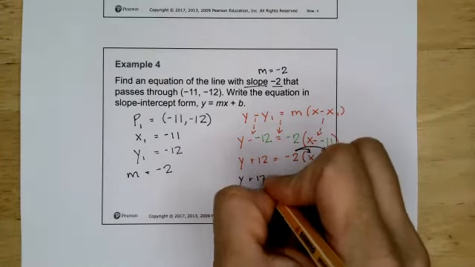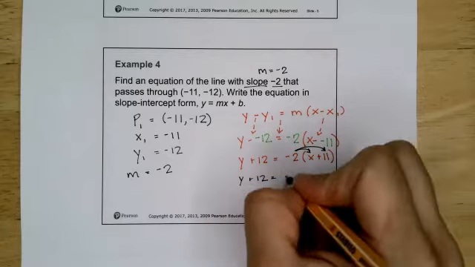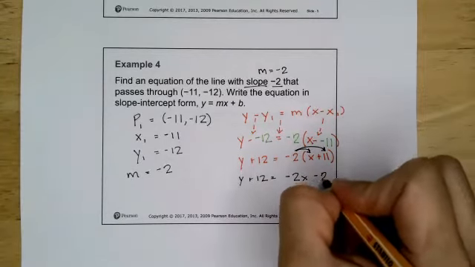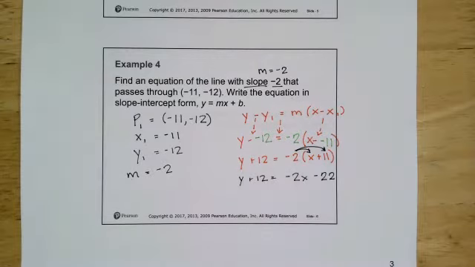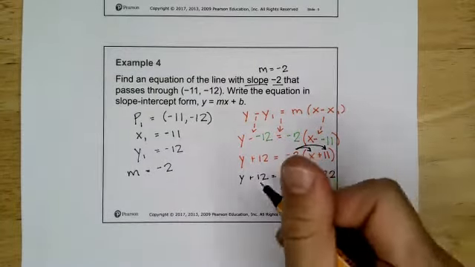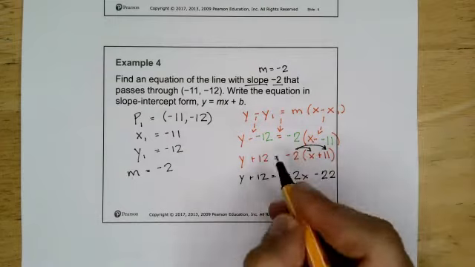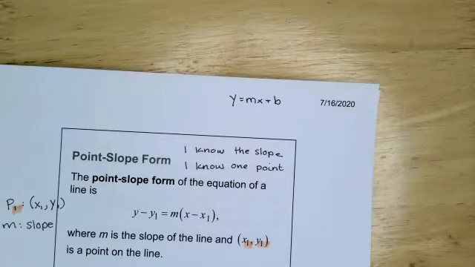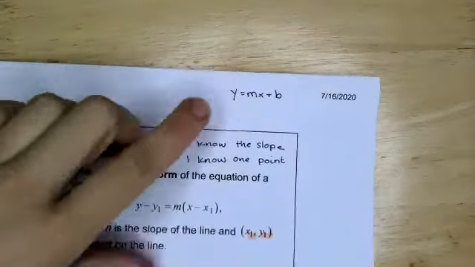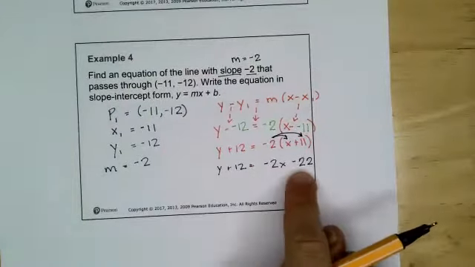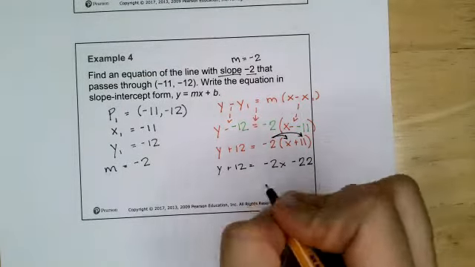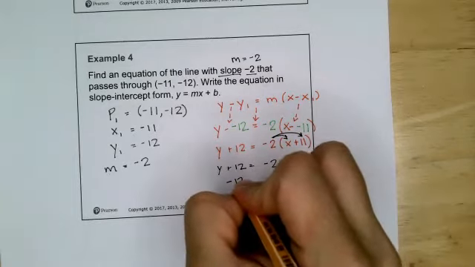So that's y plus 12 equals negative 2 times x, which is just negative 2x. Negative 2 times a positive 11 is a negative 22. Good. All right, combine the like terms. It doesn't ask what format the equation of the line is, but I'm most comfortable with this one. So that is an equation of a line. You can also put it into y equals mx plus b format by subtracting the 12.